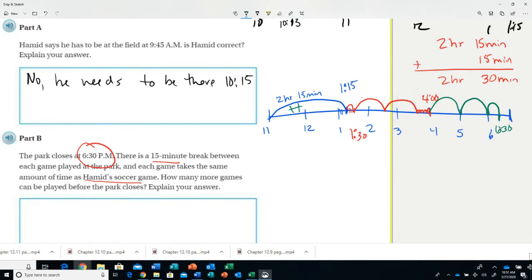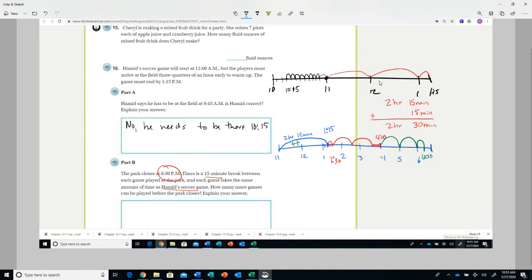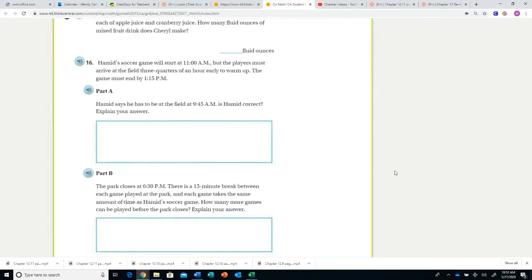Okay, from 11 to 1:30 is Hamad's game. That includes a 15-minute break. From 1:30 to 4 is the next game, also including a 15-minute break. The last game goes from 4 to 6:15, and then the last 15 minutes would be a break, but the park closes, so you can't do another game. Whew, that was a lot. All right, guys, I hope that makes sense to you. Let's move on to the next question.